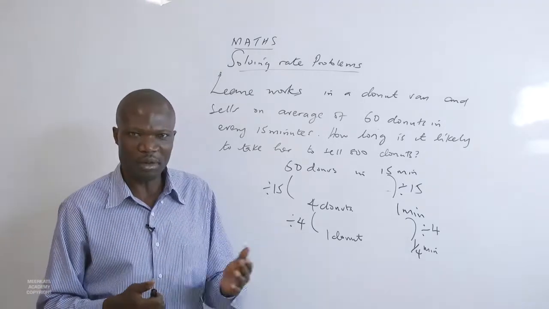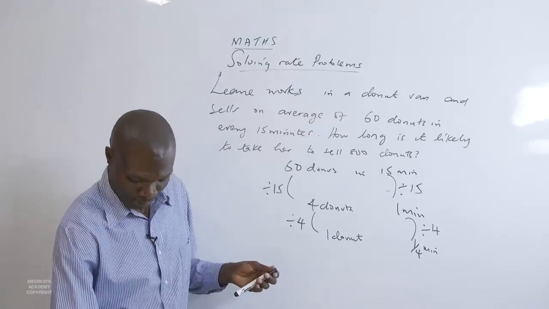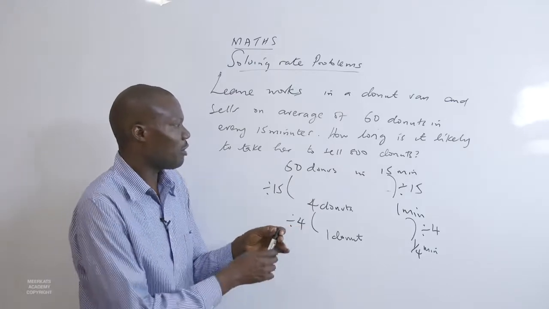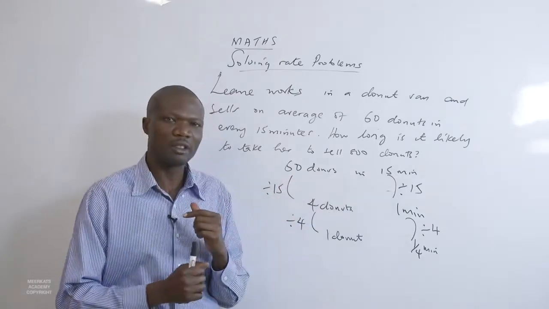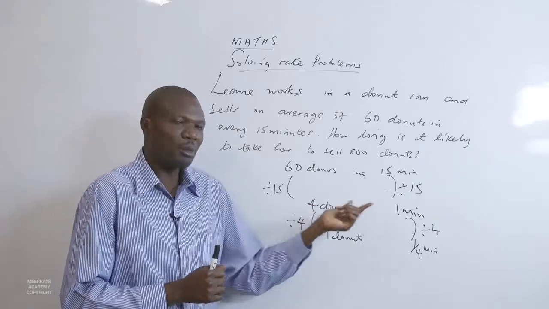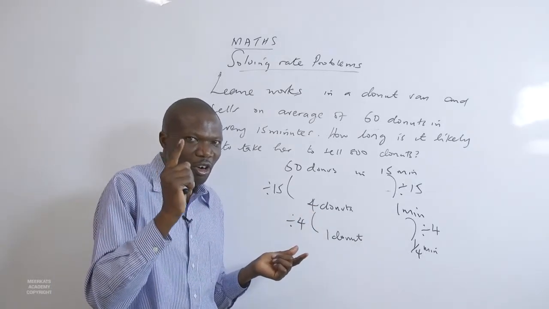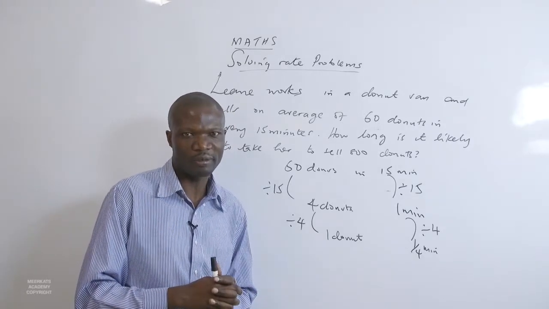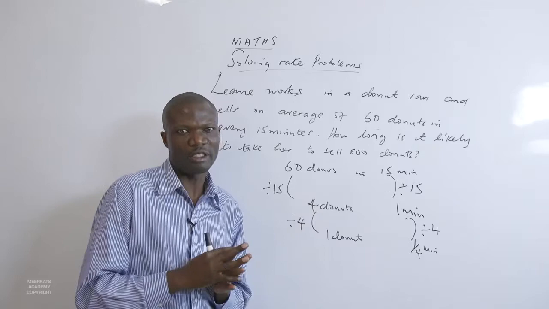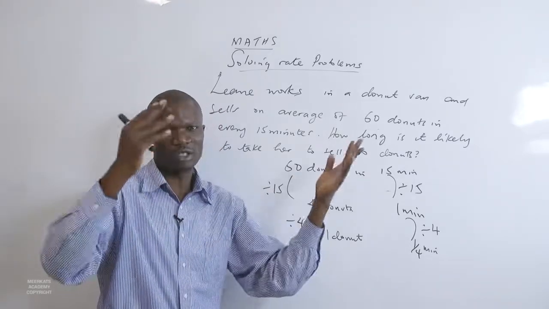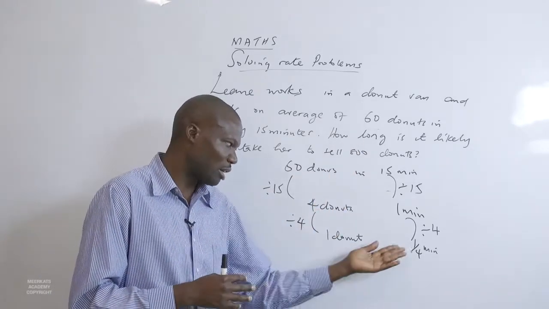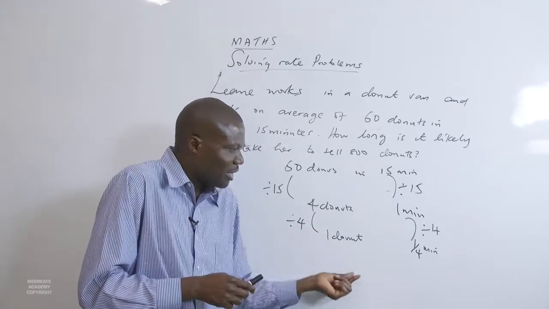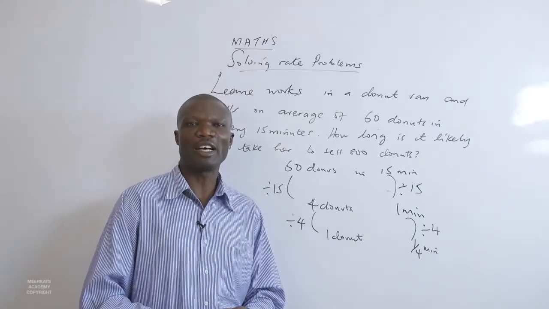But now, here we are. We have reduced from 60 in 15 minutes, come to 4 donuts in 1 minute. Now we have found the rate of selling 1 donut is 1/4 minute. Let us keep it in minutes, and then we shall do the conversion later on if necessary. Otherwise, 1/4 minute is that. So the question is, if 1 donut is 1/4 minute, how about 800 donuts?